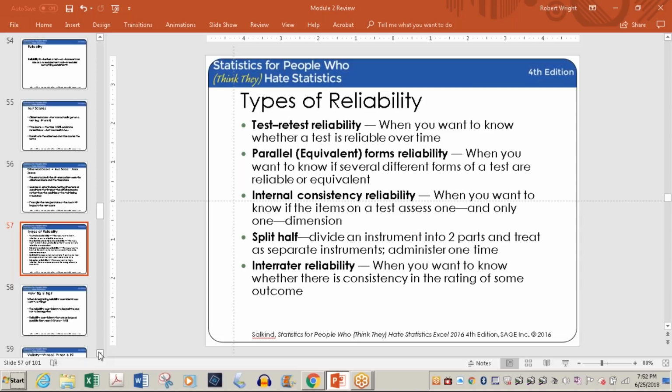Split half. You take the same instrument, maybe take the odd questions and put them on one sheet of paper and the even on another, and administer that one time to different students and see if you get the same results. Then there's something outside of your instrument, the people who are actually grading these tests or analyzing the results, and that's when you want to know whether the raters are doing the same job.